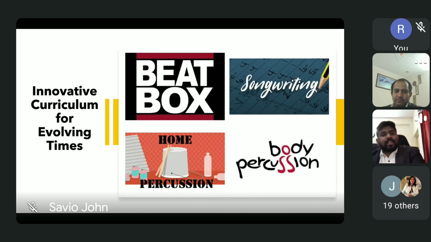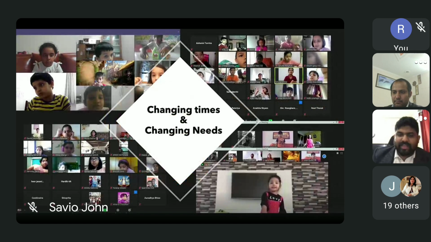And what happened during the lockdown, just like Jaswinder sir was emphasizing the importance of technology, is that we innovated certain curriculum for these times called beatboxing, songwriting, home percussion, body percussion. And we all know that it is very difficult to teach music to children unless they are sitting in front of us. This was the previous notion.